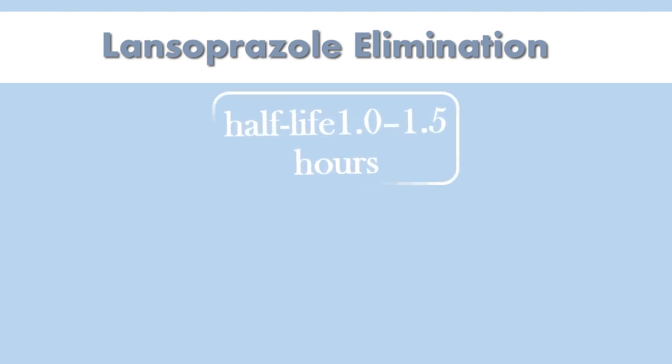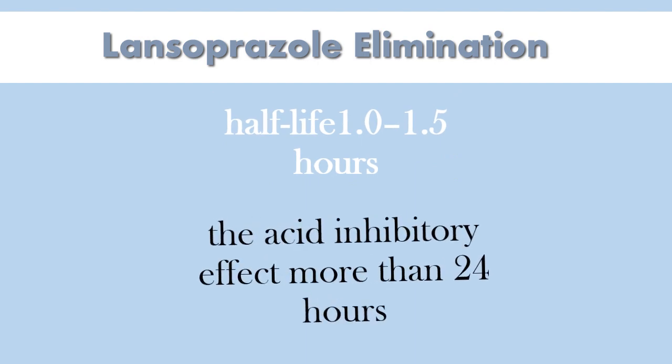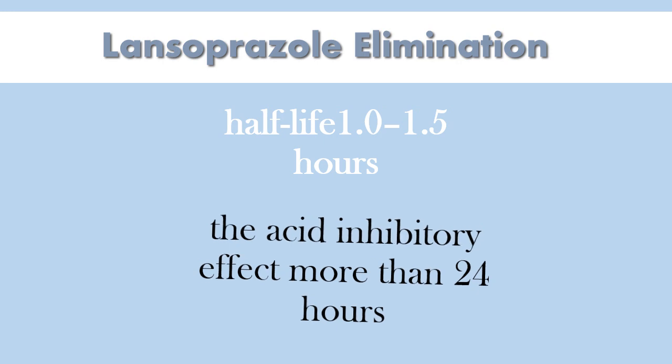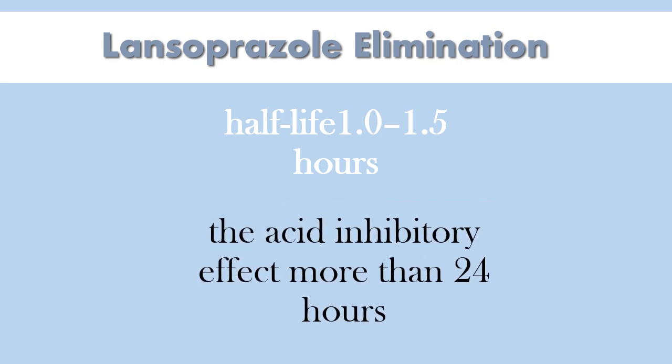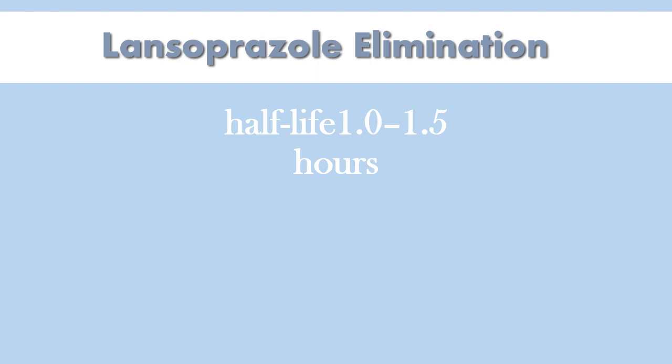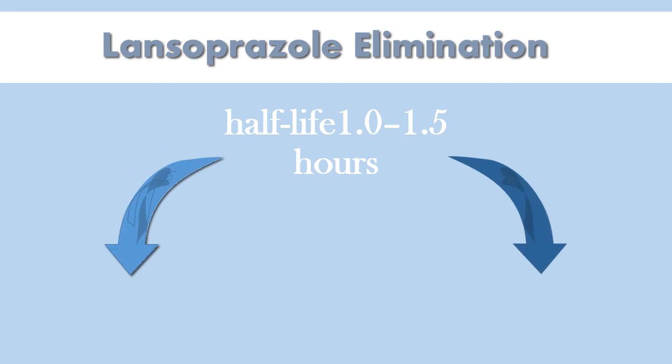Elimination. The plasma elimination half-life of lansoprazole is less than 2 hours, while the acid inhibitory effect lasts more than 24 hours. Therefore, the plasma elimination half-life of lansoprazole does not reflect its duration of suppression of gastric acid secretions. Approximately 1/3 of the administered radiation was excreted in the urine, and 2/3 recovered in the feces.